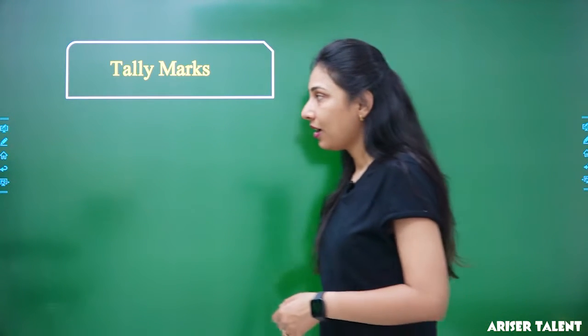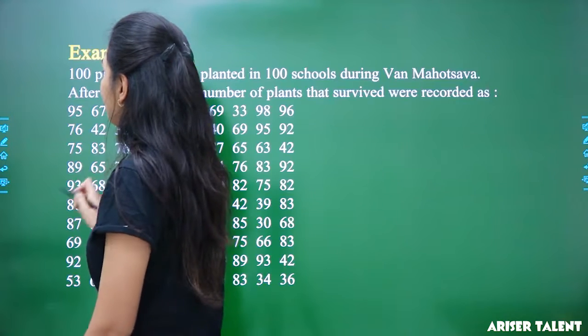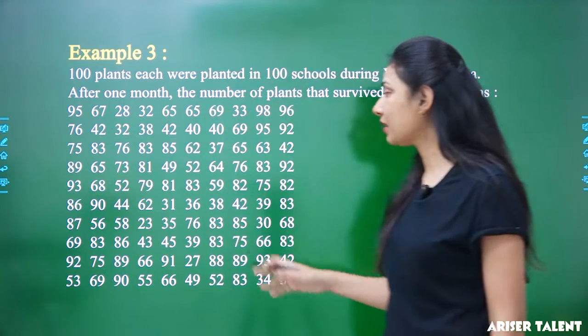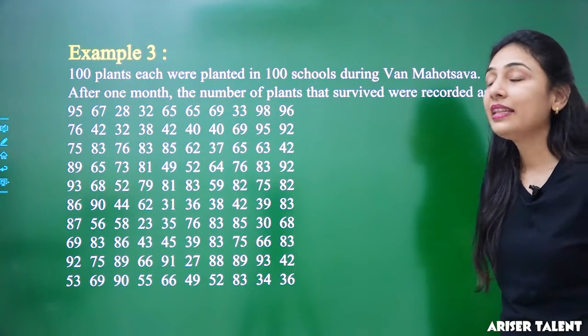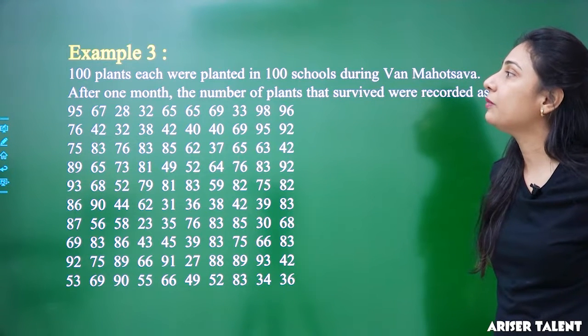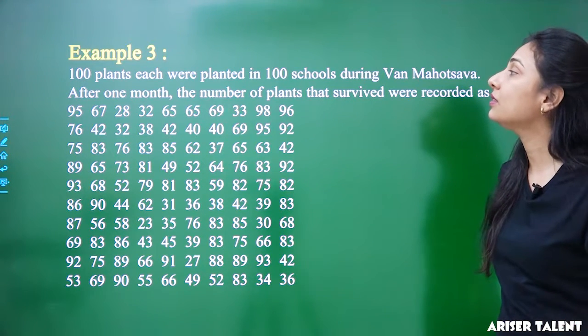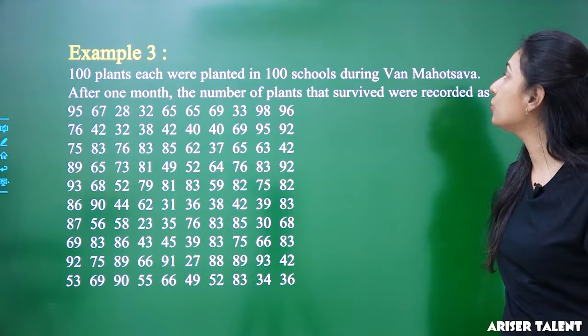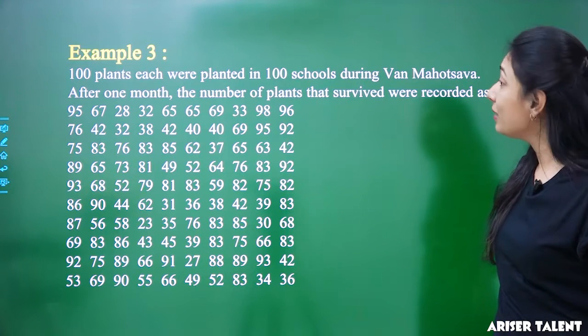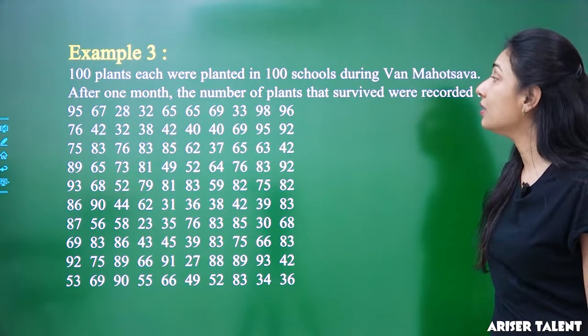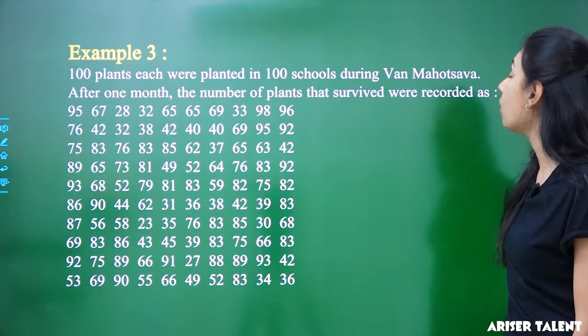Tally marks. What is a tally mark? It's important. I'm having these kinds of marks here. And now what is this? This is an example: 100 plants each were planted in 100 schools during one Mahotsav. After 1 month, the number of plants that survived were recorded as follows.